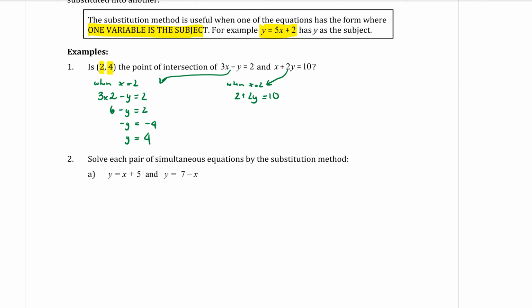And solving for the y. Subtracting 2, I get 2y equals 8. Divide by 2, I get y is equal to 4. So both of them, when I sub in 2, I get y is equal to 4.